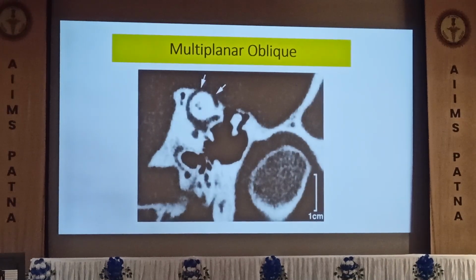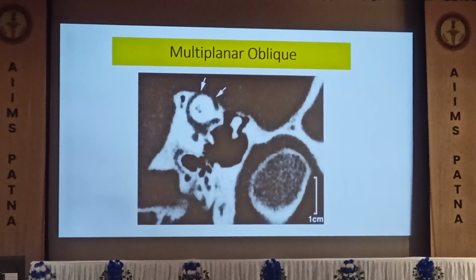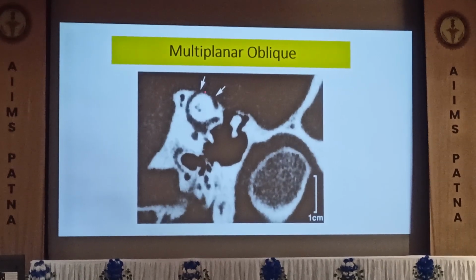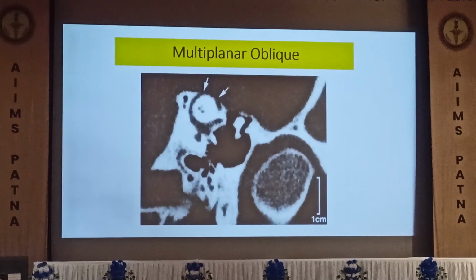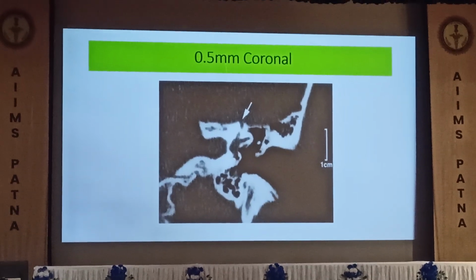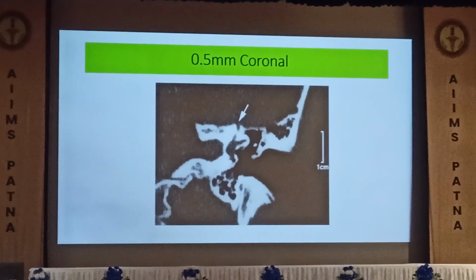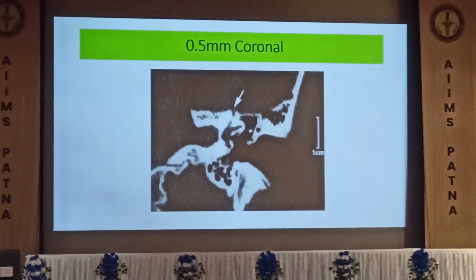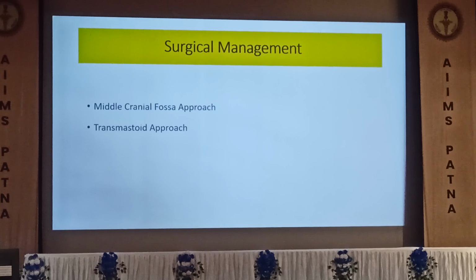You go for the Poschl's view, which is also called the multiplanar oblique. You can see here the bone is not there on the superior semicircular canal. Very typically you can see that dehiscence, and on 0.5 coronal again the bone is not there. So all those symptoms are happening because the bone is not covering the superior semicircular canal. So how do you manage?